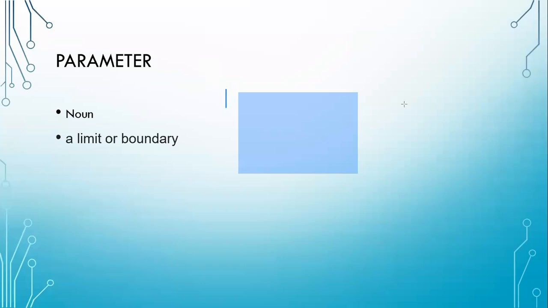Guys, okay, so here, in order to know the parameter, it is related to math. The parameter is the outside of a shape. Okay, the outside of a shape. This is the parameter. Okay, so when we say meter, meter is a shortcut for what?